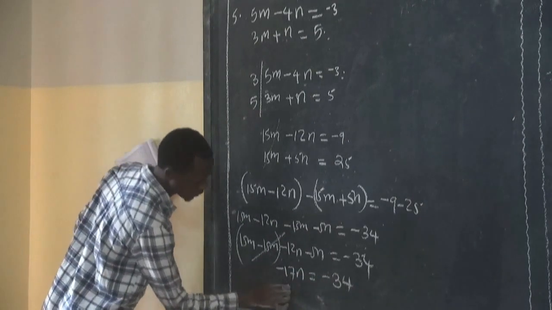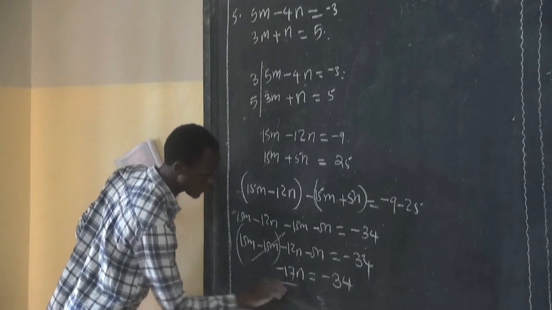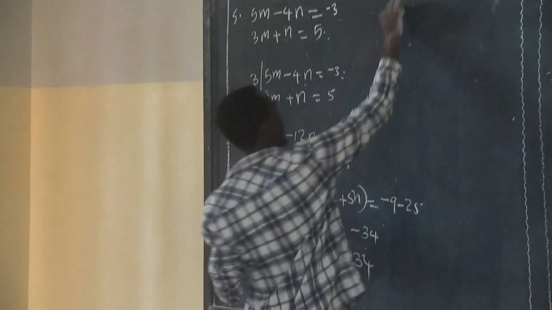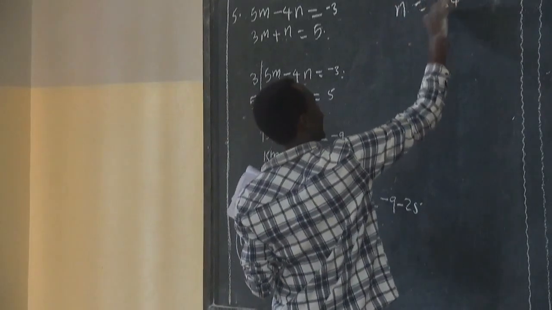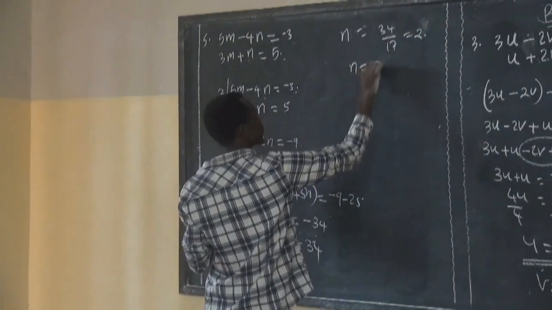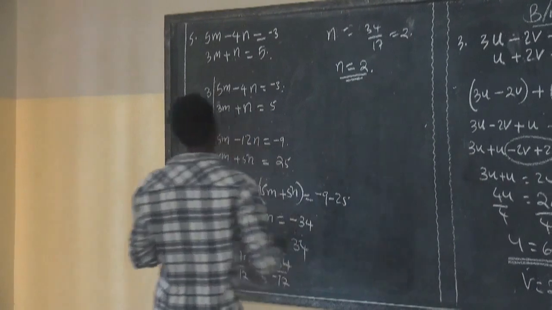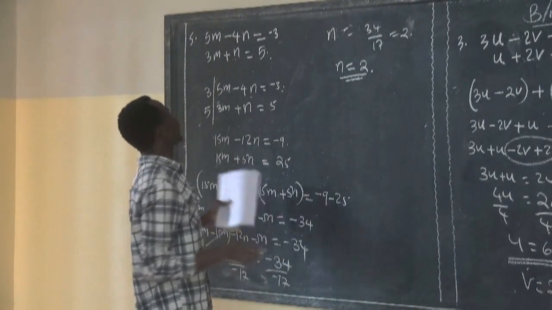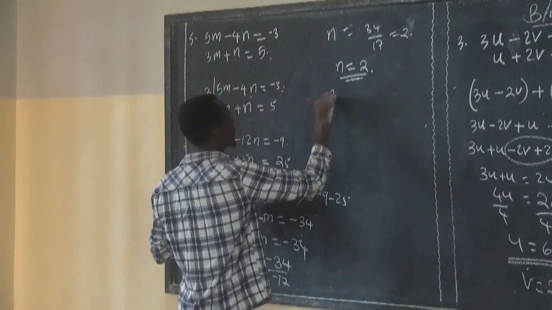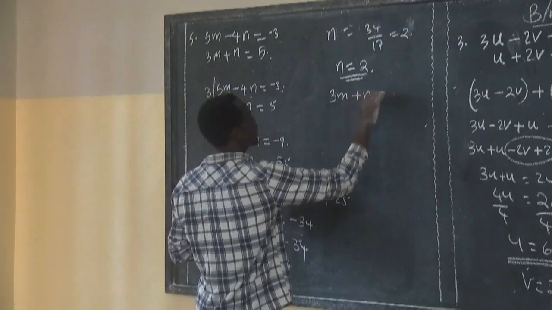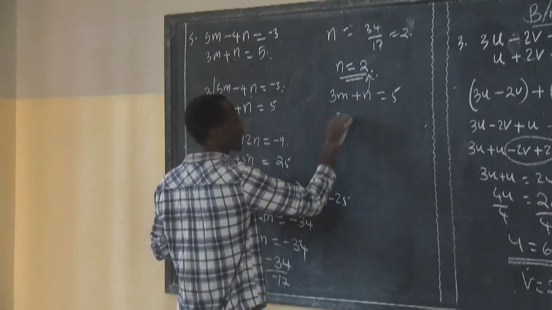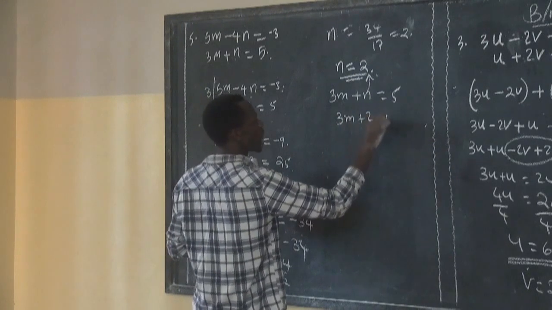Then we divide by negative 17. Therefore, n is equal to 34 over 17, which is equal to 2. Now n is equal to 2. Now that we have got the value of n, we choose one of the equations. We have 3m plus n is equal to 5. Therefore, the value of n is 2. Now 3m plus 2 is equal now to 5.